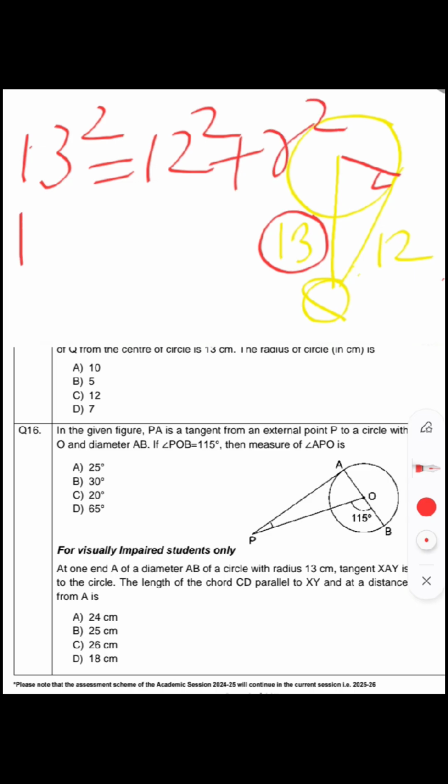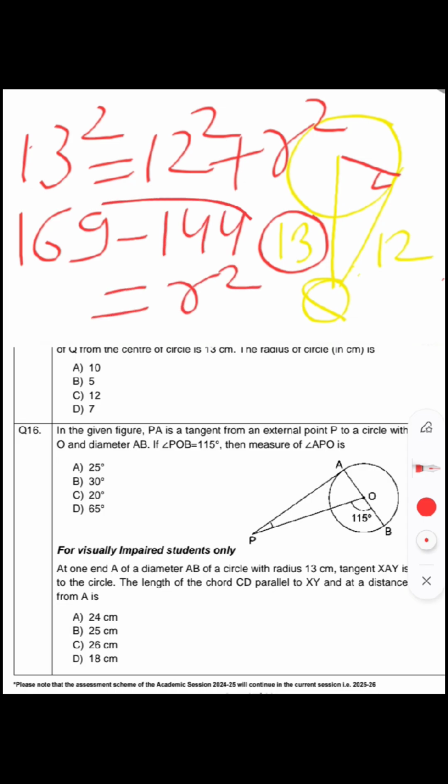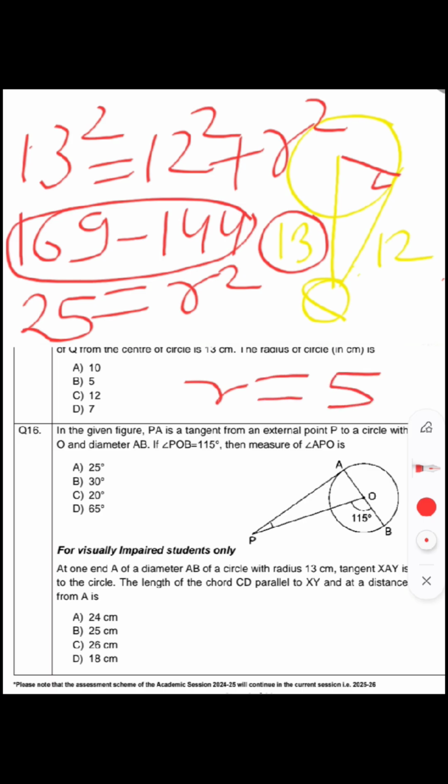So this is your 169. This 12 square is 144, take it to the left hand side. So minus 144 equal to r square. If you solve this, you will get here 25. So r square is equal to 25. So r equal to, sorry, r equal to you get here 5. So the right option is B option. In this question, your right answer is B.